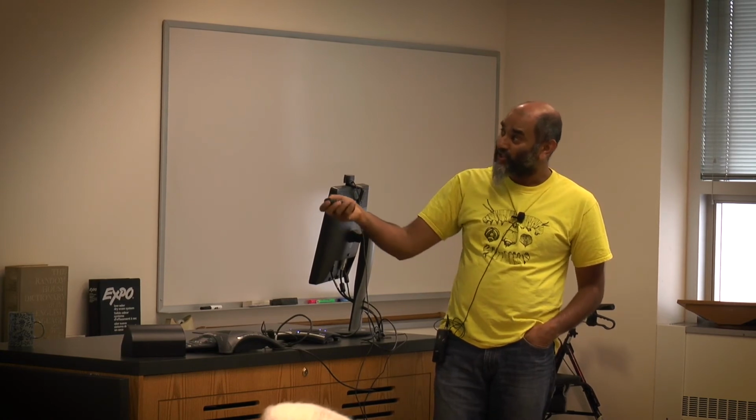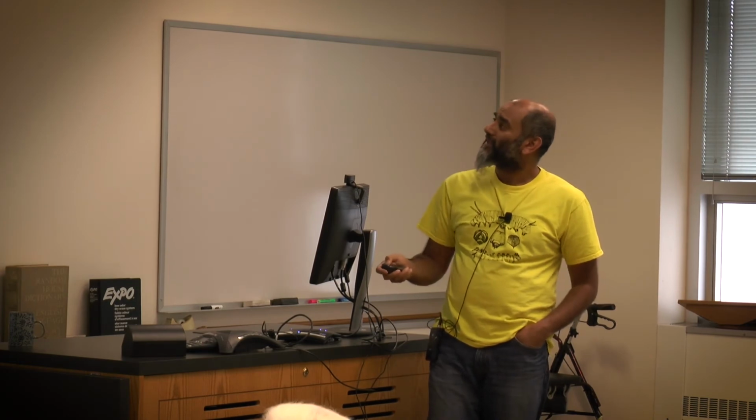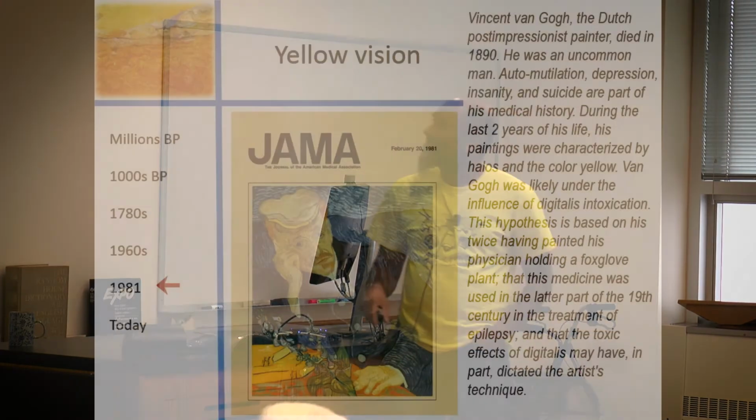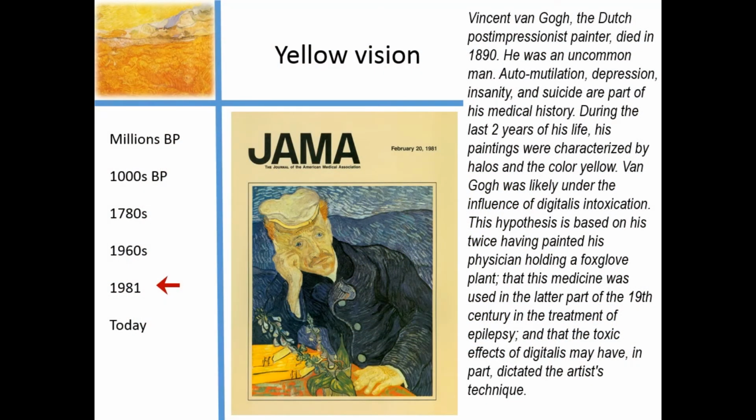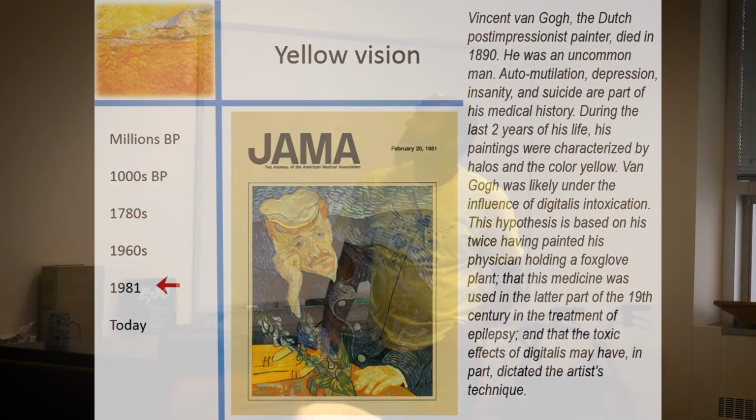This is Dr. Gachet, his famous painting. He painted his doctor twice. Vincent Van Gogh, the Dutch post-impressionist painter, died in 1890. He was an uncommon man. Automutilation, depression, insanity, and suicide are all part of his medical history. During the last 2 years of his life, his paintings were characterized by halos and the color yellow. If you actually look into it, it's a pretty distinct transition, the sunflowers and Starry Night.